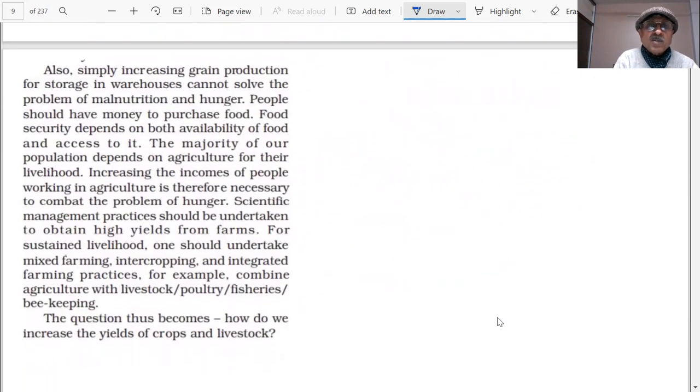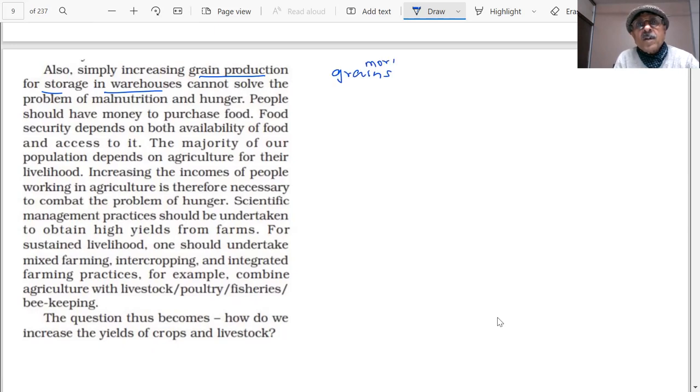Then what is the further problem, students? What is the further problem? A very interesting topic because it is related to our food productions and food resources. And we are trying to find how we can boost that without disturbing or degrading the environment. It's an important point. What we are saying, simply increasing grain production for storage in warehouse. If you increase the grain production, what is done? You have more grains. What will you do then? Store them? Where will you store them? There are warehouses.